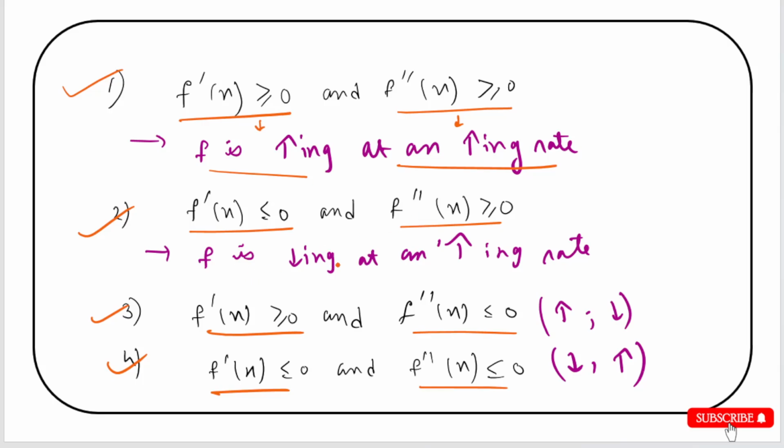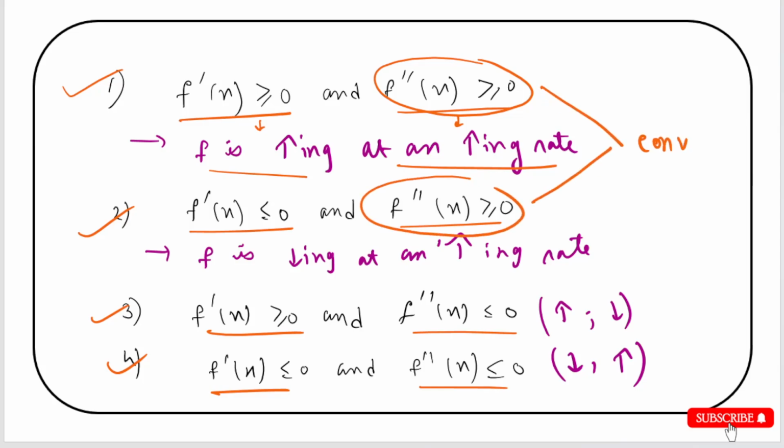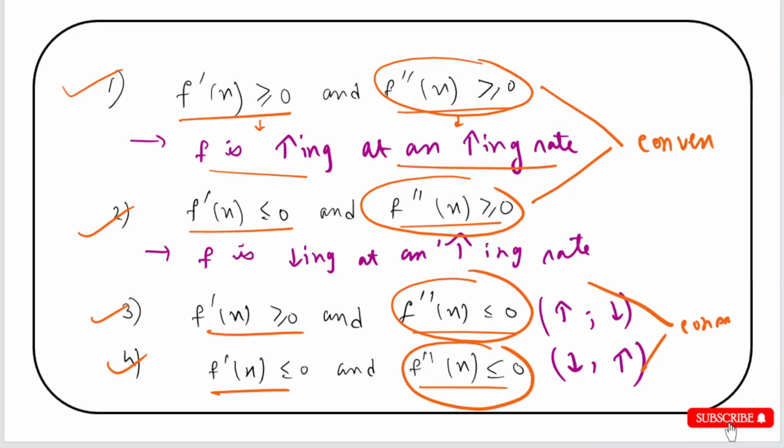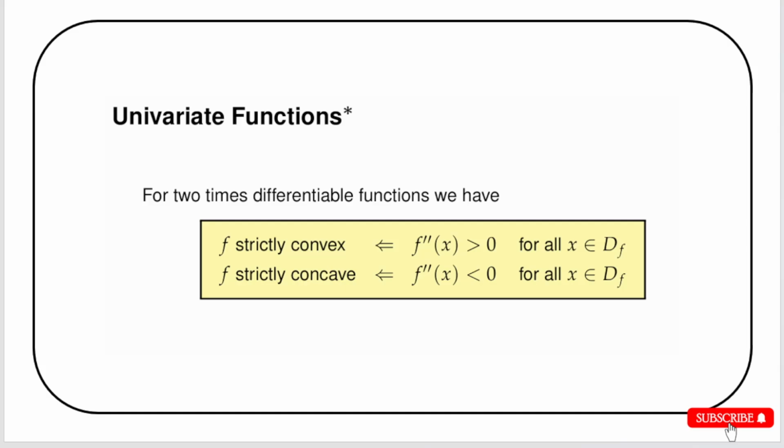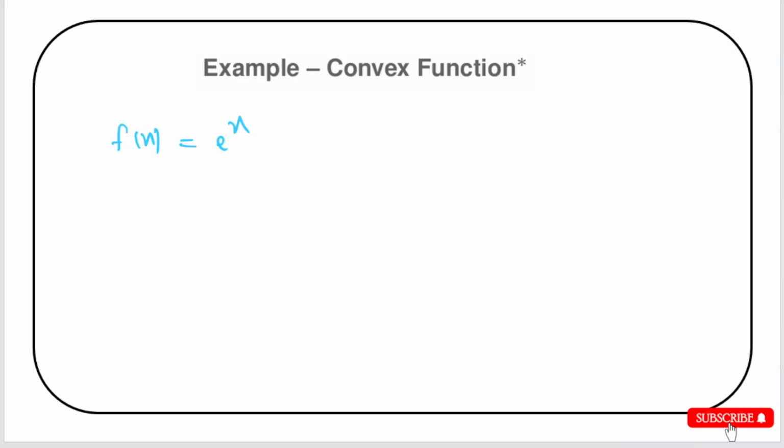Similarly, here you have f is decreasing at an increasing rate. Here you have f is increasing at a decreasing rate, and here you have f is decreasing at an increasing rate. Right? I hope this is clear. It's very simple. And if you consider only these two cases, this will give you convex functions, because the double derivative is positive. And if you see these two things, it will be concave functions, because the double derivative is negative, which we have just discussed here. Okay. And again, for strict concavity, strict convexity, these inequalities will be strict.